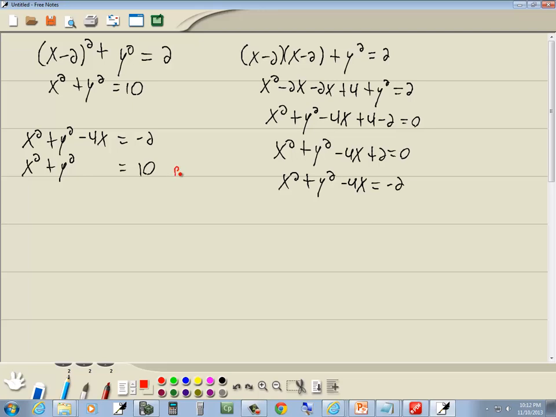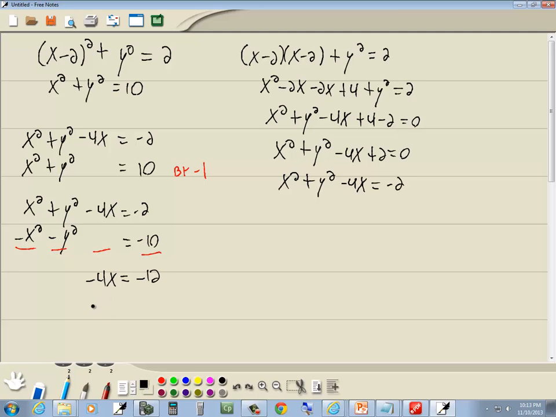Now we're going to multiply the second equation by negative 1, because we're trying to eliminate something. So we've got x² + y² − 4x = −2. Negative 1 times x² is negative x². Negative 1 times y² is negative y². Negative 1 times 10 is negative 10. We want to add these together. x² minus x² drops away. y² minus y² drops away. Negative 4x carries down. Negative 2 plus negative 10 is negative 12.